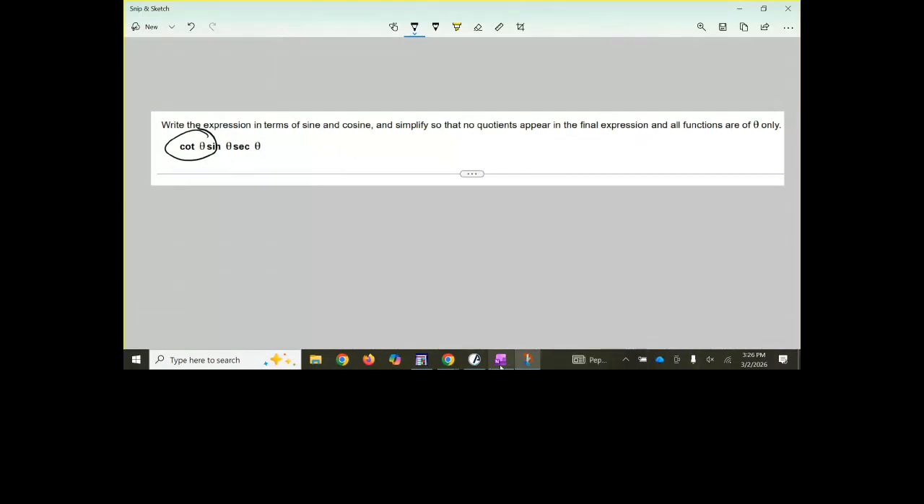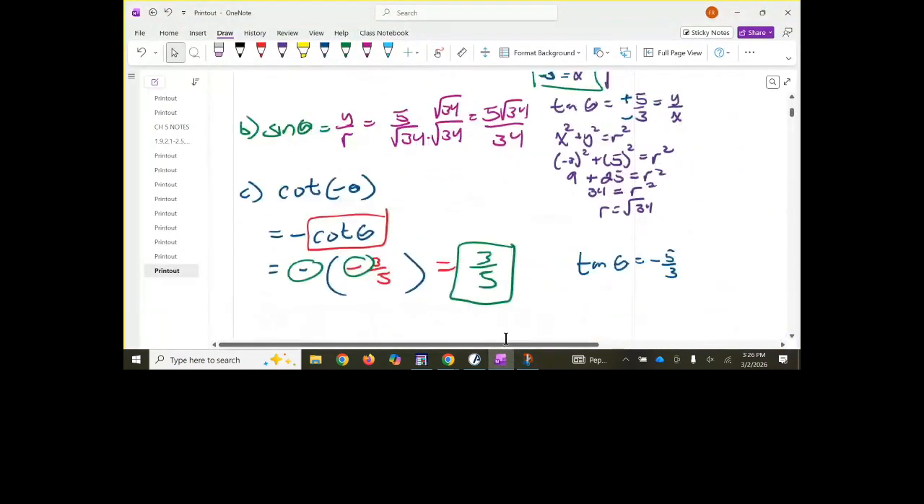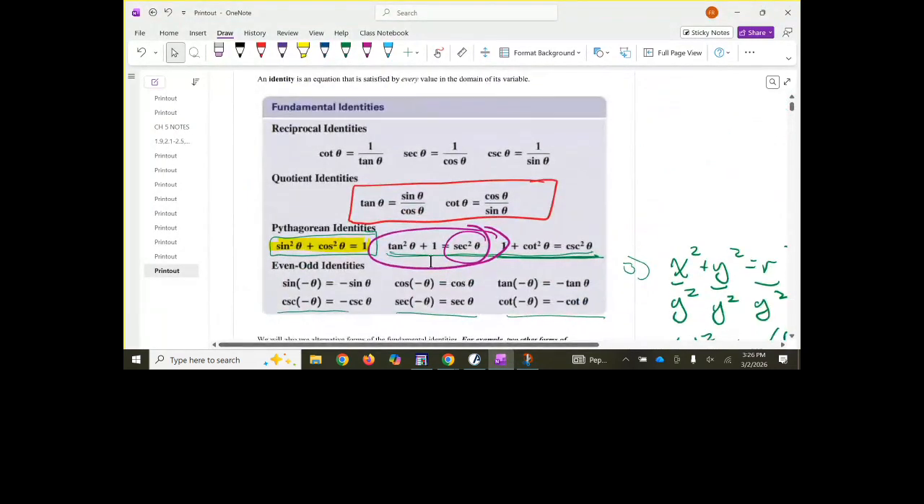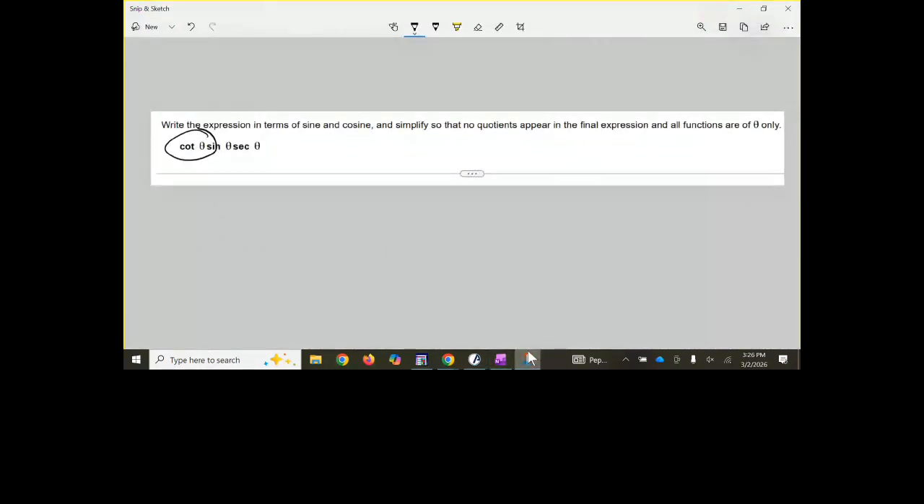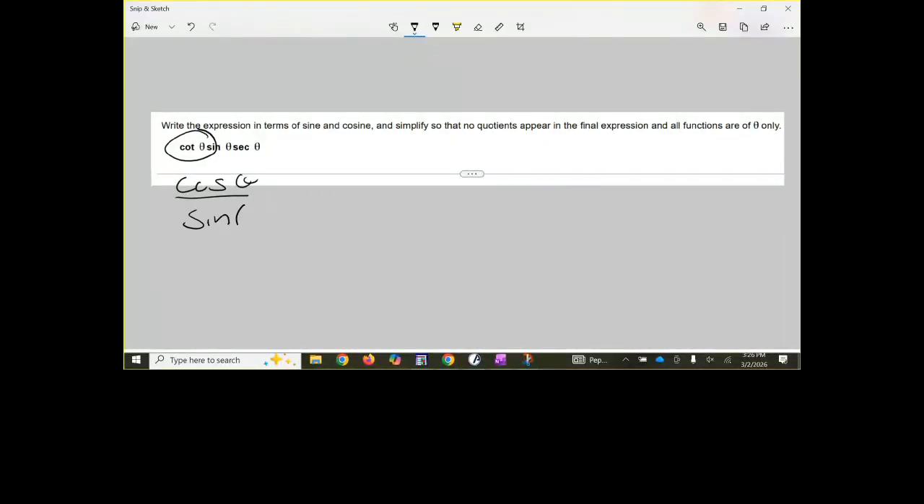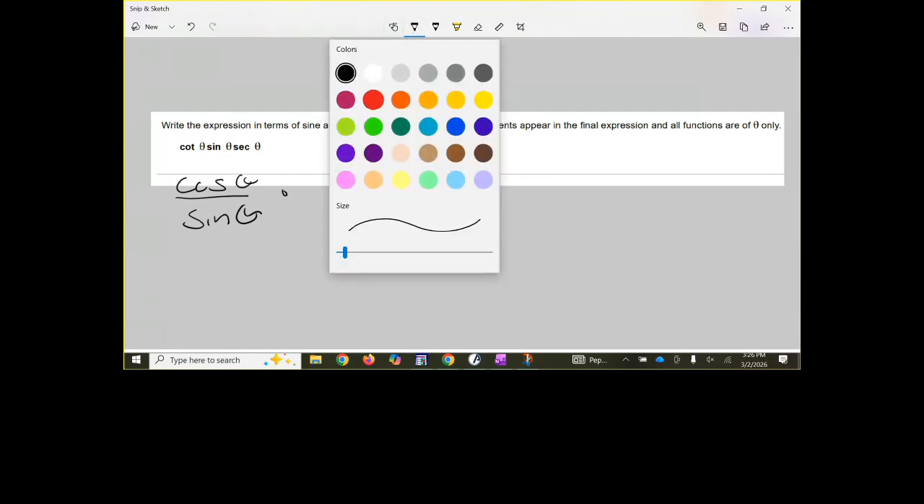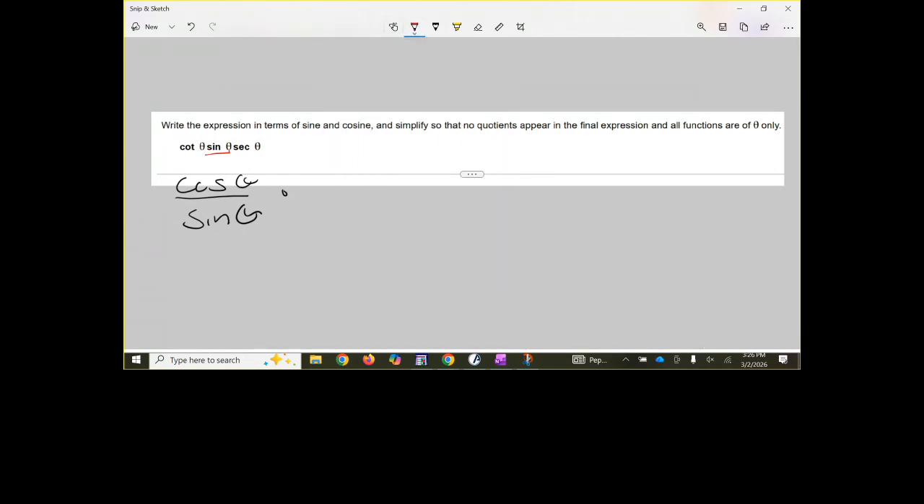Yeah, so look, y'all, this is what we're going to do. We're going to come back up here and look at our identities, and say cotangent is cosine over sine. So the first thing we're going to do is write cosine theta over sine theta. Over here, sine theta, I'm not going to mess with that guy, because the directions are telling me to write everything in terms of sine and cosine. It's already a sine.